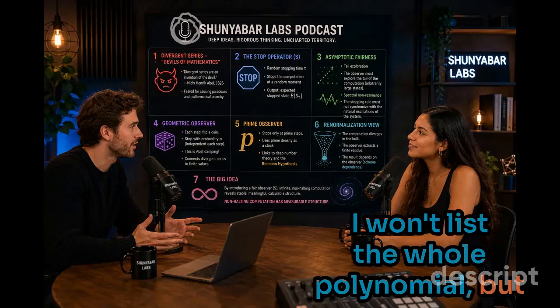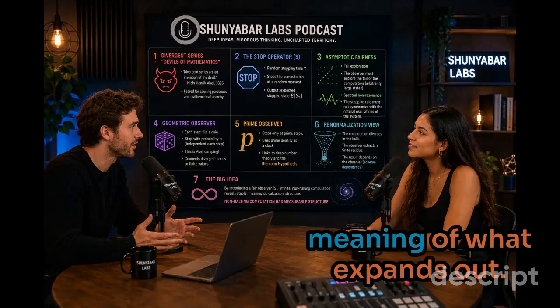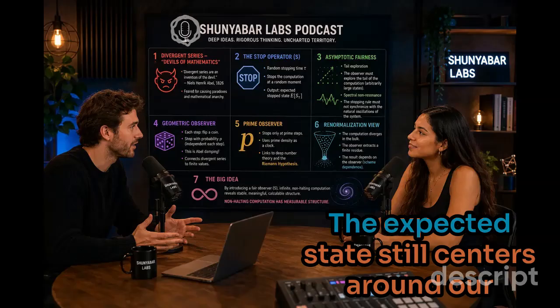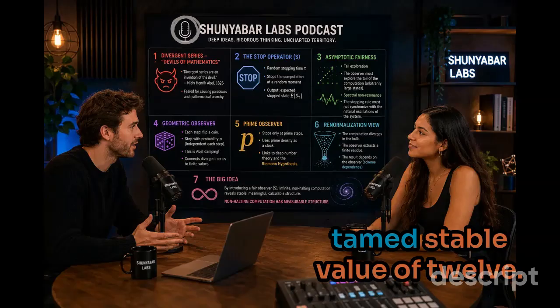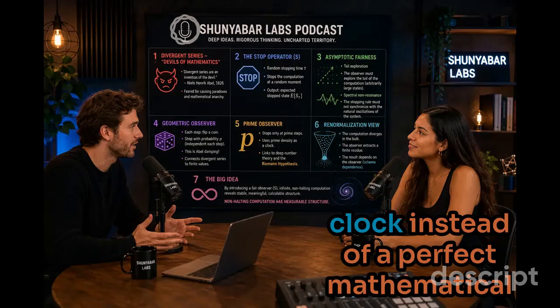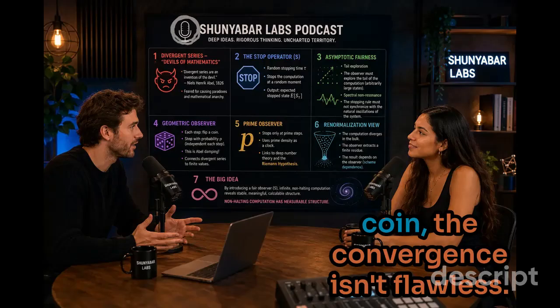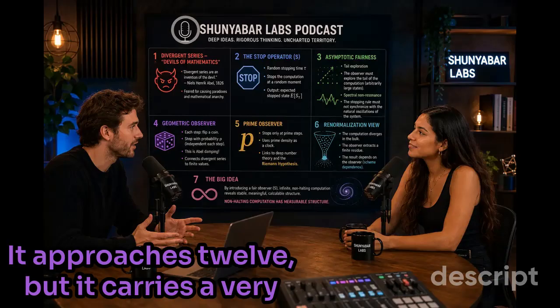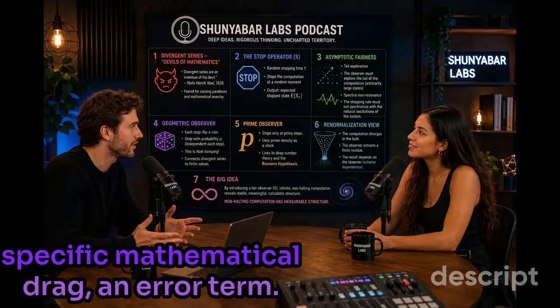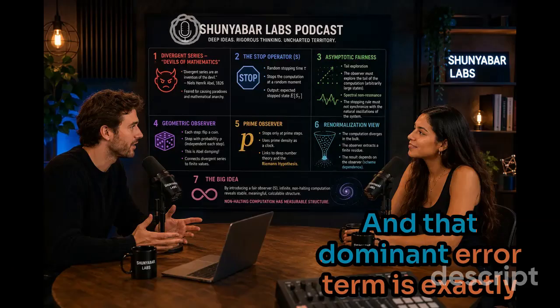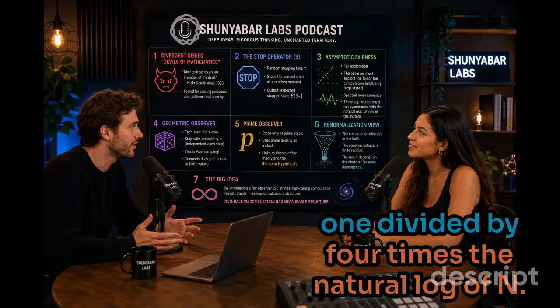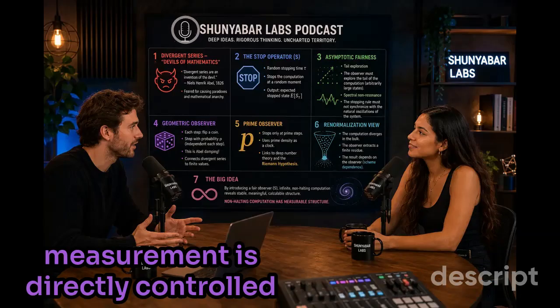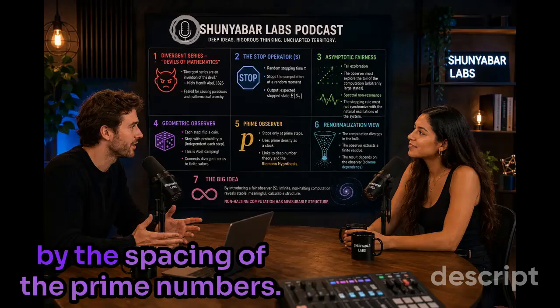I won't list the whole polynomial, but let me synthesize the physical meaning of what expands out. The expected state still centers around our tamed, stable value of 12. But because we're using a natural clock instead of a perfect mathematical coin, the convergence isn't flawless. It approaches 12, but it carries a very specific mathematical drag, an error term. Right, and that dominant error term is exactly 1 divided by 4 times the natural log of n. The error in our computational measurement is directly controlled by the spacing of the prime numbers.